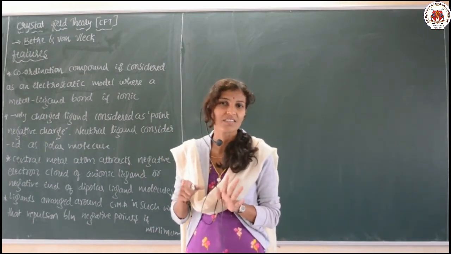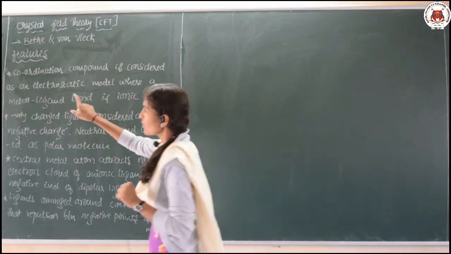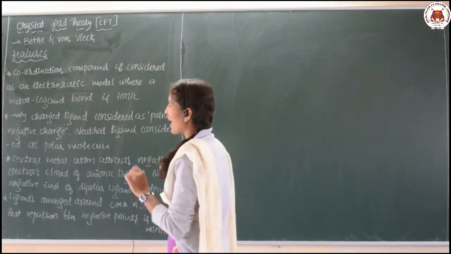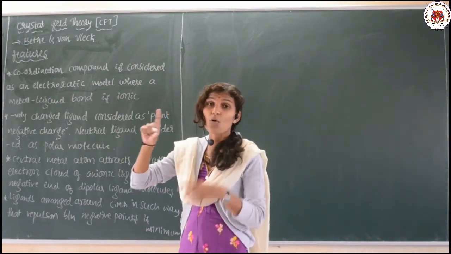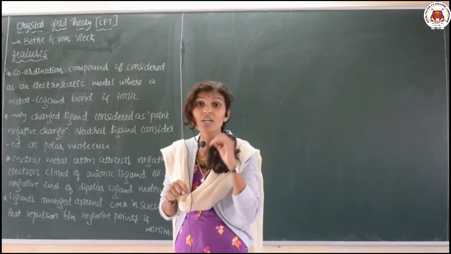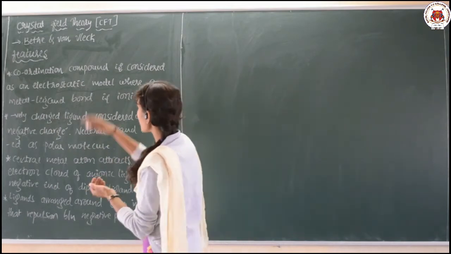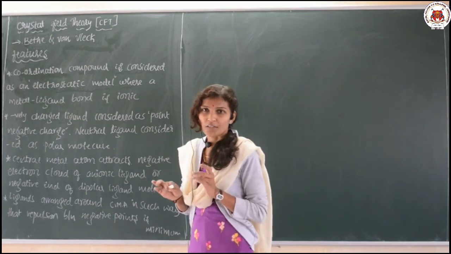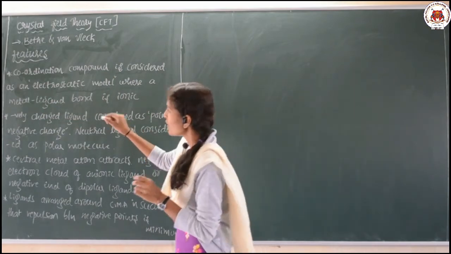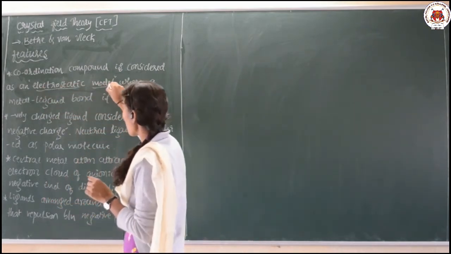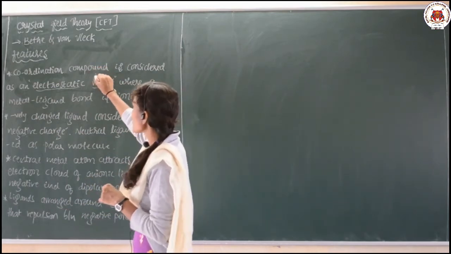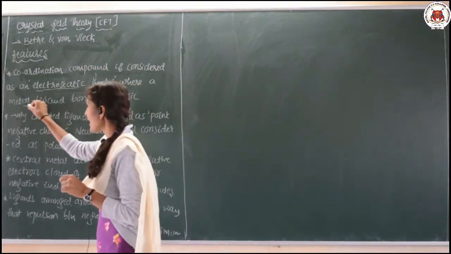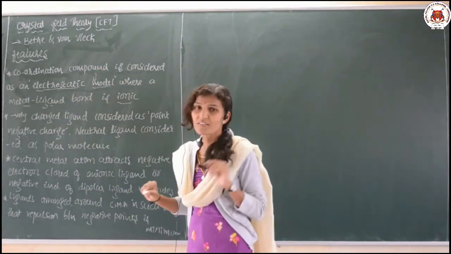What exactly does it say? The first feature is that the coordination compound is considered as an electrostatic model, where the metal-ligand bond is ionic. So according to this theory, the coordination compound is considered as an electrostatic model, and between the metal and ligand the ionic bond is present.